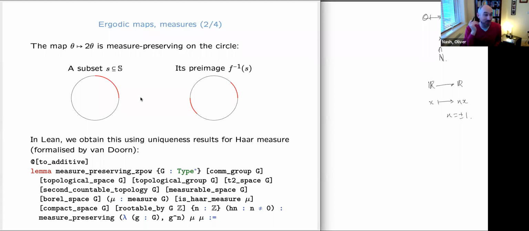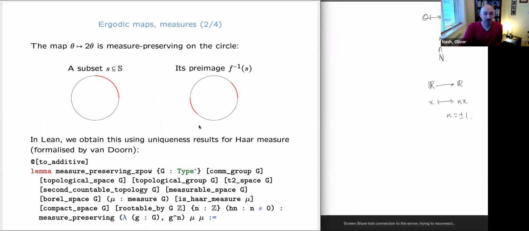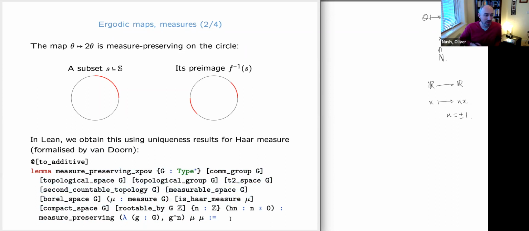It's dead easy, actually. If you just think about it, the measure on the circle, we're just using the Haar measure. And Haar measures are unique. So it should just follow that if I pull back this measure by the doubling function, I get another Haar measure. It has to be the same one. And this is just the statement of what I proved. I basically just took Floris van Doren's work about uniqueness of Haar measures and applied it to my specific situation.